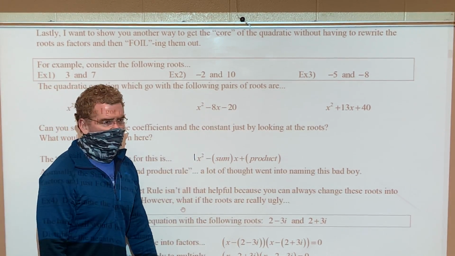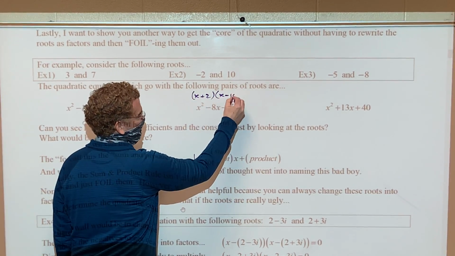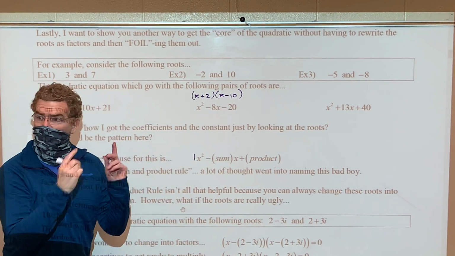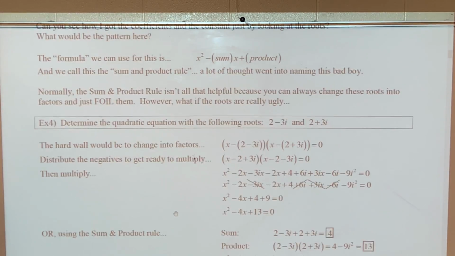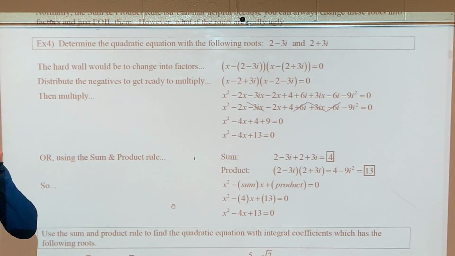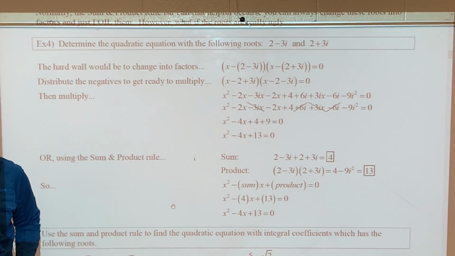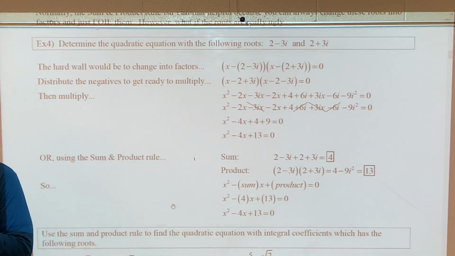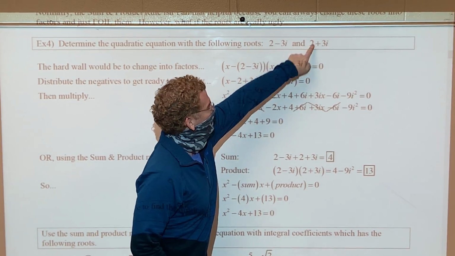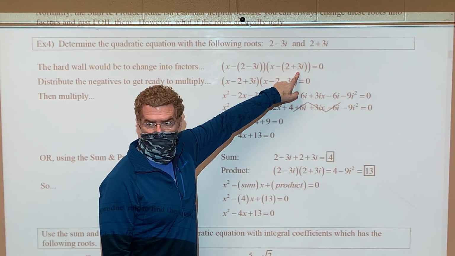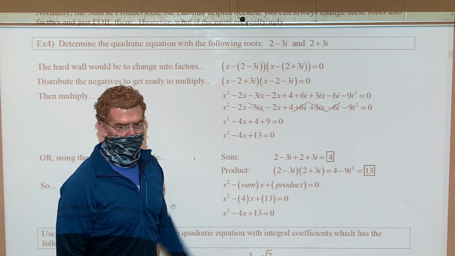Now you may go, it's not a big deal to change that to an x plus 2 and that to an x minus 10 and to FOIL it out. I would agree with you here. But what if I give you these two roots? Now, if you think about it, these aren't factors because there's no x in them. Those are roots. They're just imaginary roots. And to change an imaginary root into a factor, you'd have to go x minus that, x minus that. Are you tracking with me so far? Then you'd have to distribute the negative out, and you'd end up with trinomials.